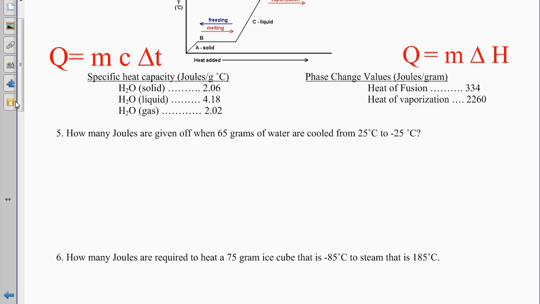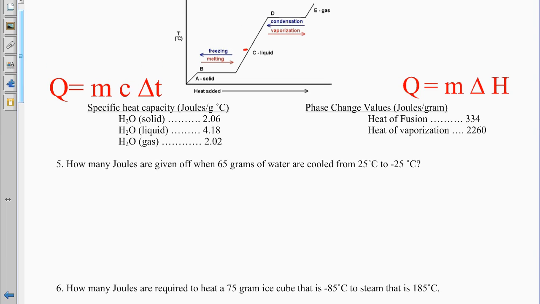How many joules are given off when 65 grams of water are cooled from 25 degrees Celsius to negative 25 degrees Celsius? So what we're looking at here is that we are at 25 degrees Celsius, and we would like to be negative 25 degrees Celsius. Now, we know that we cannot just change 50 degrees, because, first of all, we cannot have a solid that is above 0, and we cannot have a liquid that is below 0.